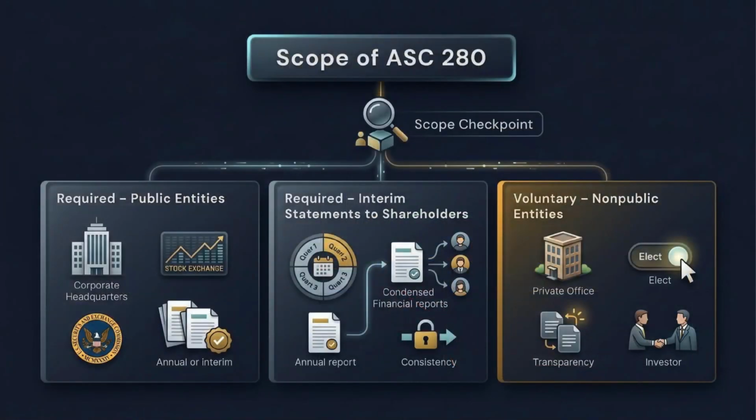The scope of ASC 280 is mainly public entities. Public companies and other public business entities must provide segment disclosures when the guidance applies. Non-public entities are not required to follow ASC 280, although they may choose to provide segment-style information voluntarily if it helps lenders, investors, or other users. Also remember the interim angle. Public entities issuing interim financial statements to shareholders may need segment information consistent with the annual presentation. So before applying the rules, always check scope first.